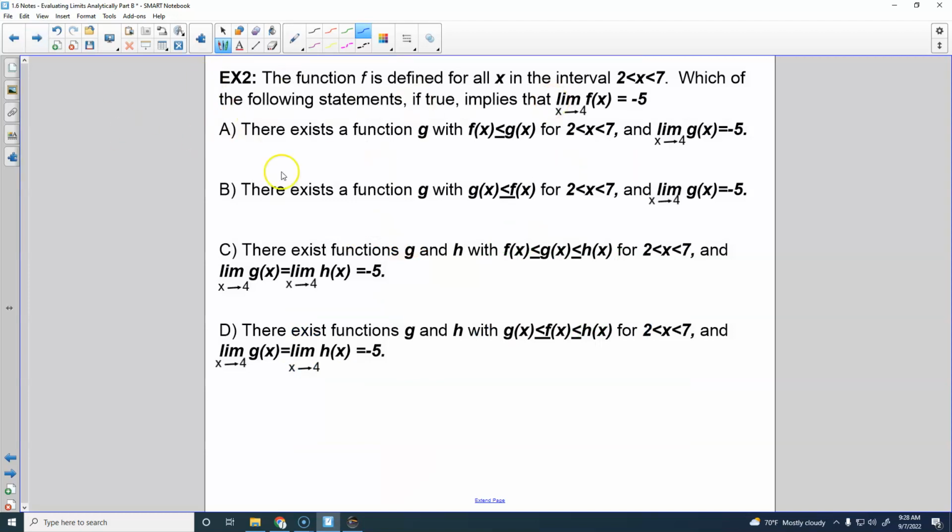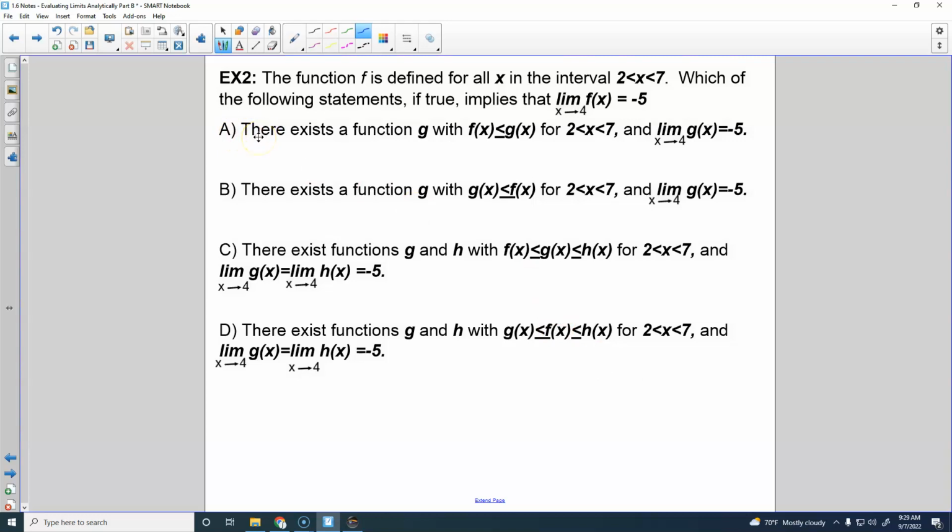Okay, so here are the types of problems you're going to see in AP Classroom about this. We're going to have an assignment after our quiz on Friday that is going to be in AP Classroom, and it's going to have some squeeze theorem stuff on it. And this is what AP Classroom is going to look like. The function f is defined for all x in the interval from 2 to 7. Which of the following statements, if true, implies that the limit as x approaches 4 of f of x equals negative 5?